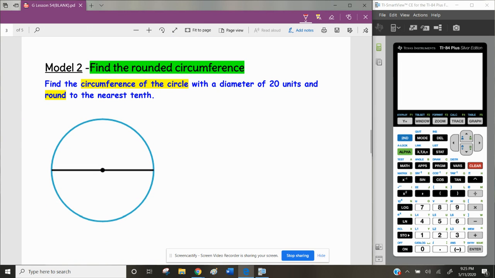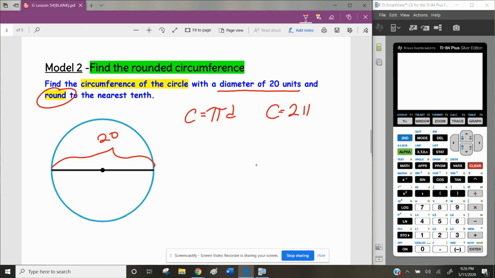So find the rounded circumference. Find the circumference of a circle with a diameter of 20 units. So this would be 20. And we're going to round it to the nearest tenth. So C equals pi times D, or C equals 2 pi r. I'm going to use the 2 pi r one just because we didn't do that in the previous model. So that means that if the diameter is 20, each radius would be 10, or the diameter divided by 2.